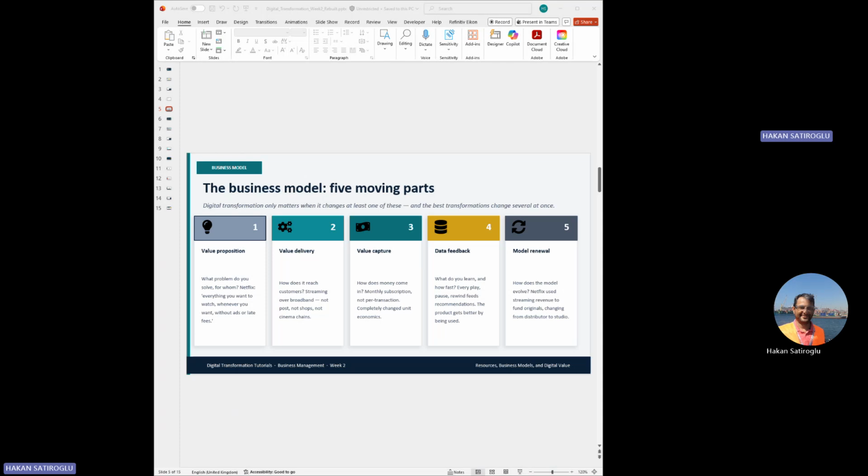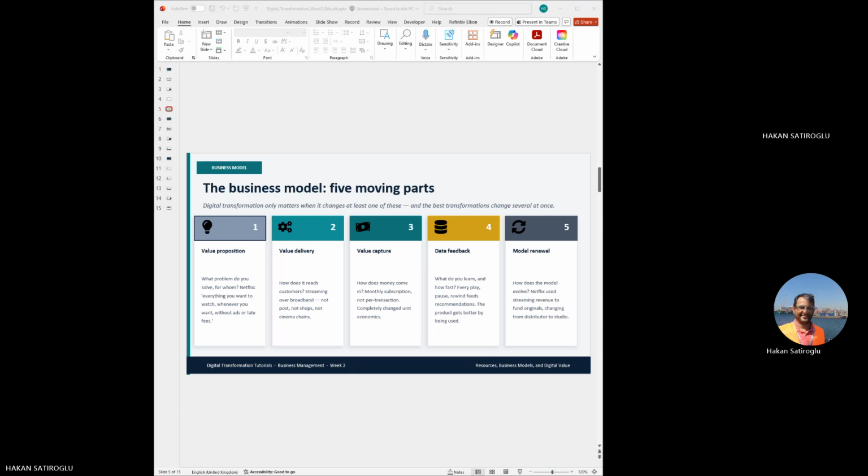The third is the value capture, which is how the business makes money from it. Businesses are there to make profit, so this is an important part: how we are going to start to generate value. Then we have data feedback, the fourth one, which means the business keeps evolving instead of getting stuck. What do you learn and how fast?